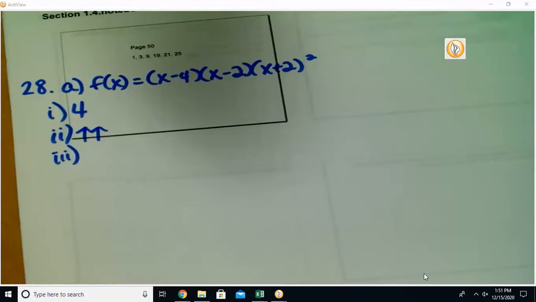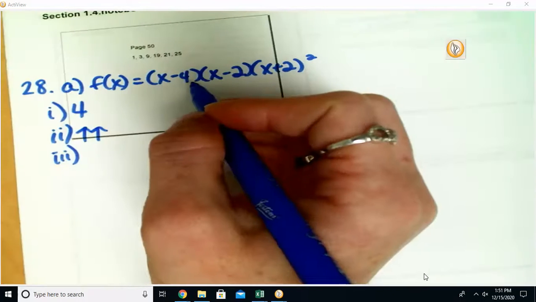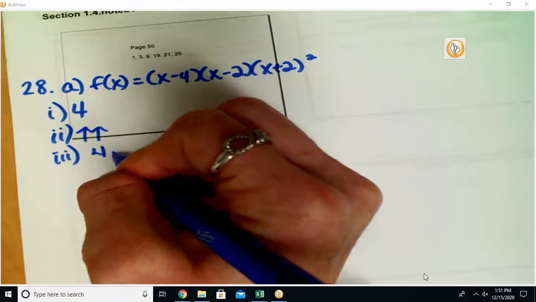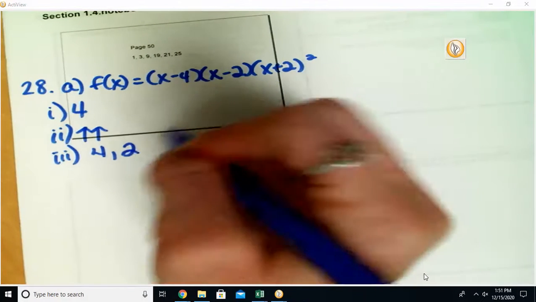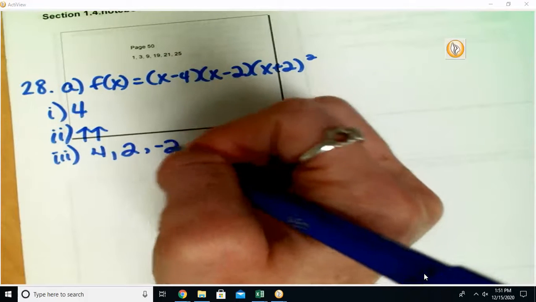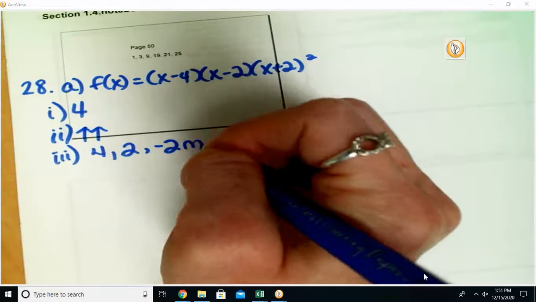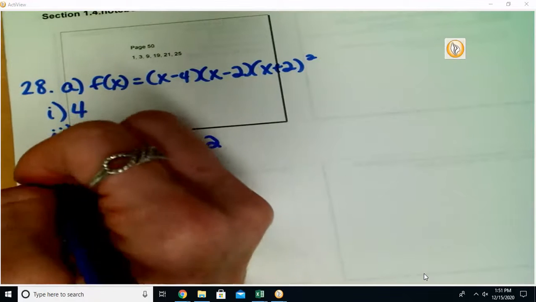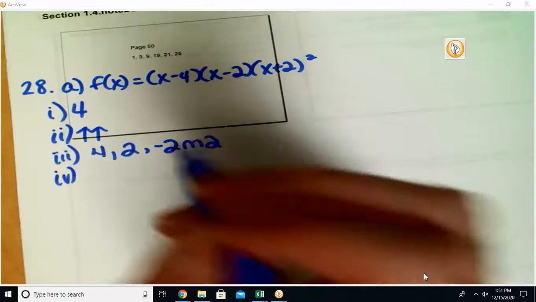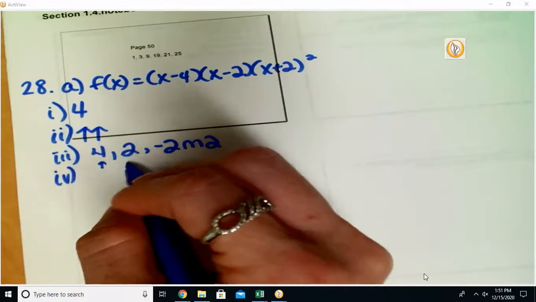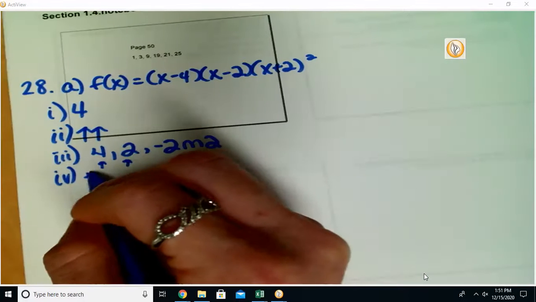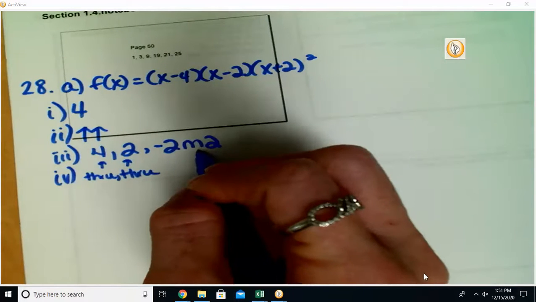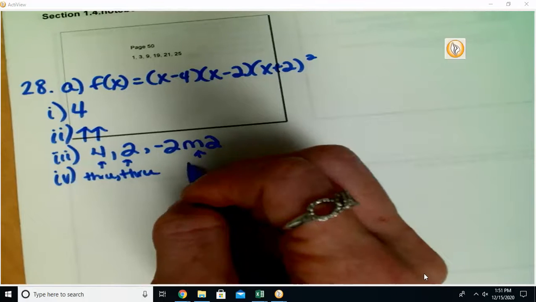Okay, third one. Zeros and multiplicities. So what makes x minus 4 0? Okay, what about x minus 2? And x plus 2? And since it was squared, okay. Then I want to know if the graph will cross or bounce at each. So it either goes through the point or bounces. So at 4 and 2, what's happening? Right, the graph goes through because it's an odd multiplicity. Here we have an even multiplicity, so the graph will bounce.